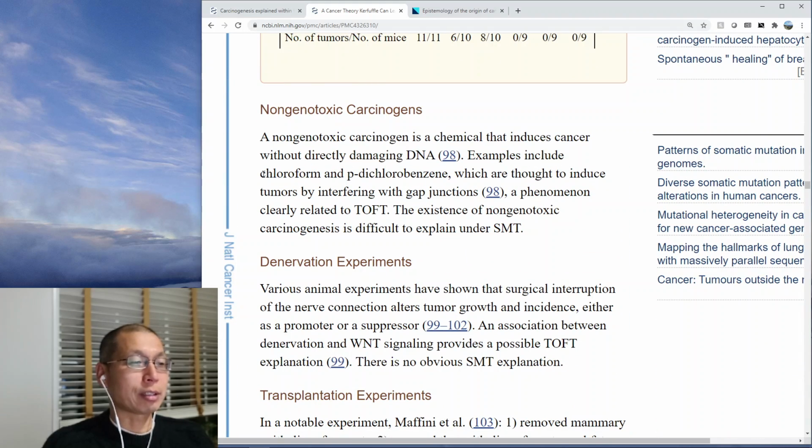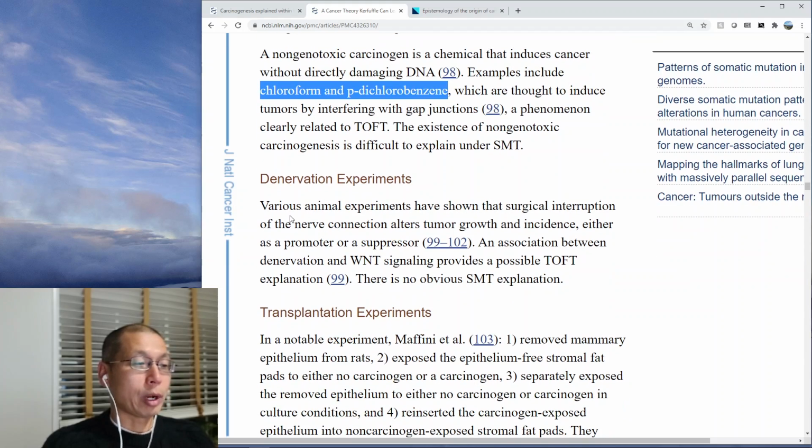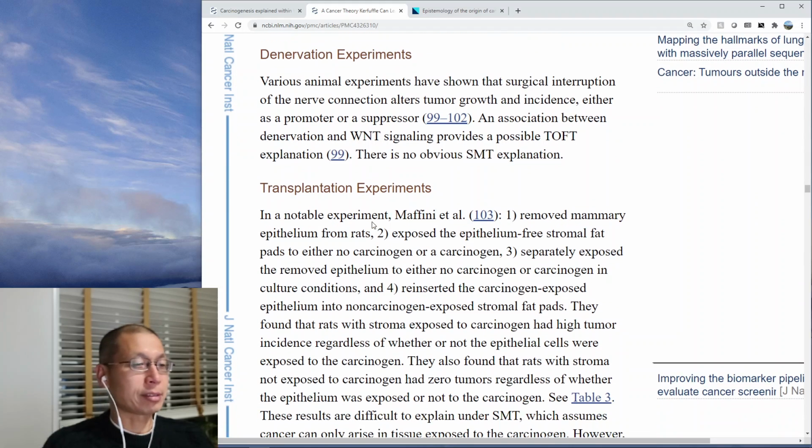Then they also mentioned that there's some carcinogens, such as chloroform and p-dichlorobenzene, which don't damage DNA but cause cancer. So they're not mutagens, but they are carcinogens. Then they have another experiment where they denervate, which means they cut the nerve in certain mice, then their rates of cancer growth is different based on the nerve supply, which would not make sense if cancer was a genetic disease caused by a somatic mutation.